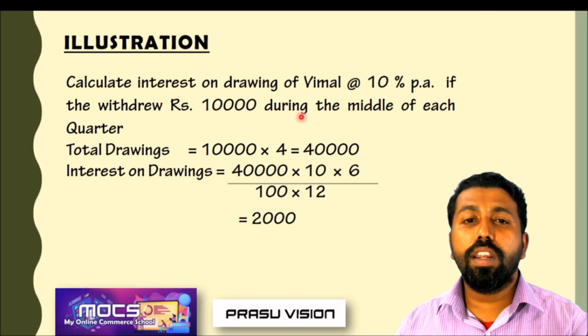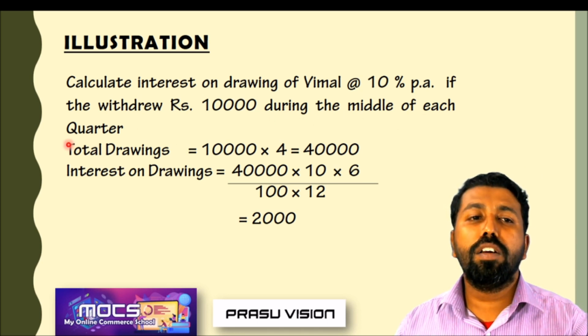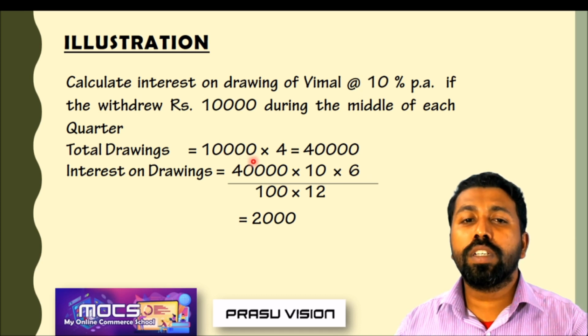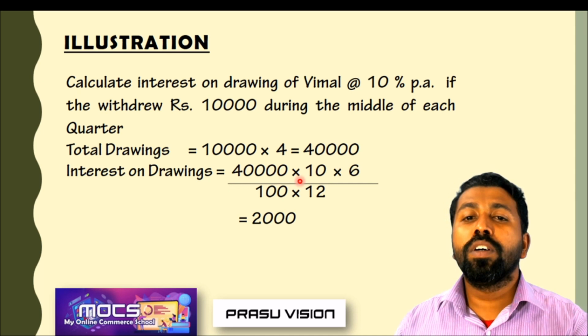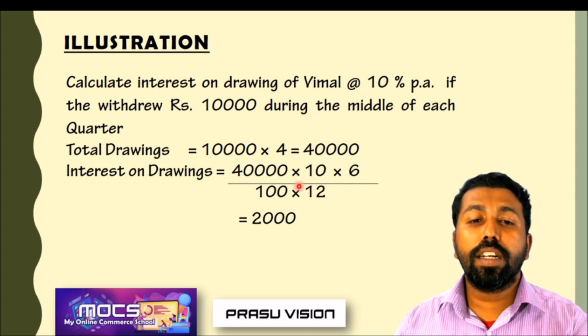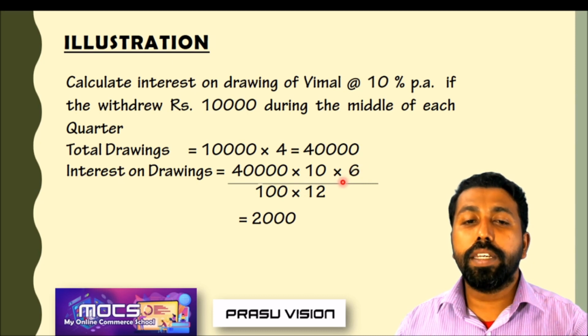Same question, only the amount is withdrawn in the middle of each quarter. Answer: total drawing is equal to 10,000 into 4, which is 40,000. Interest on drawing is equal to 40,000 into 10 by 100 rate, into 6 by 12 average period. So we will get the answer 2,000. Hope these areas are very clear.